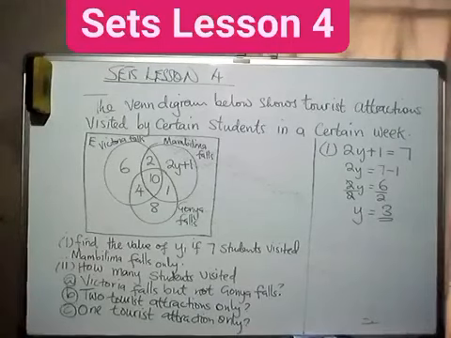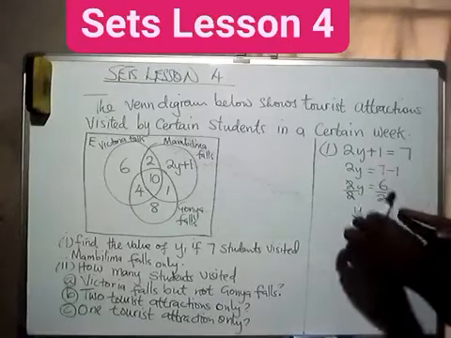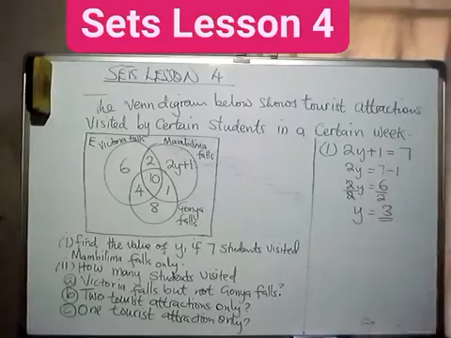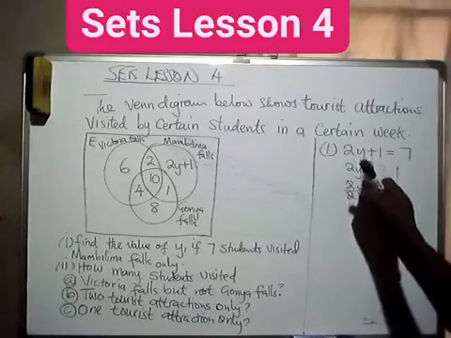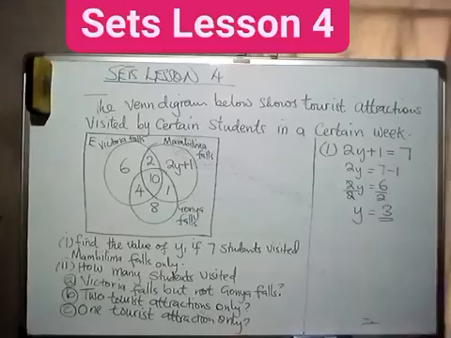This one can be proved also by replacing where there's y with 3. So we're going to have 2 multiplied by 3. The answer is 6. Then 6 plus 1, we get 7.